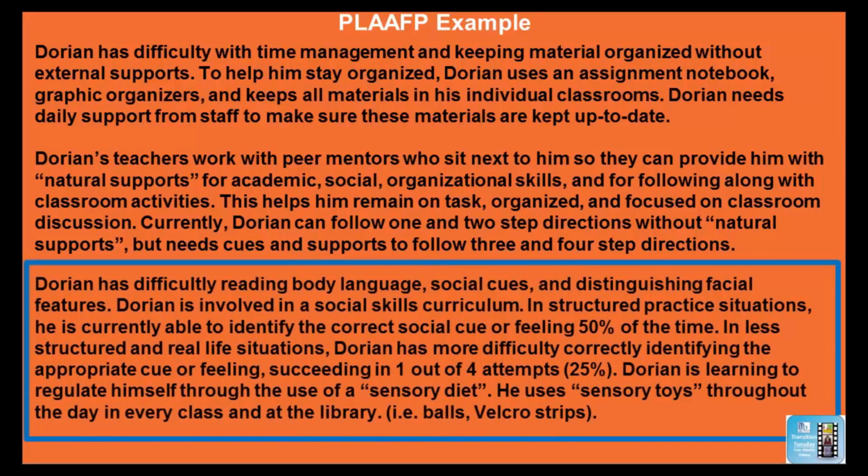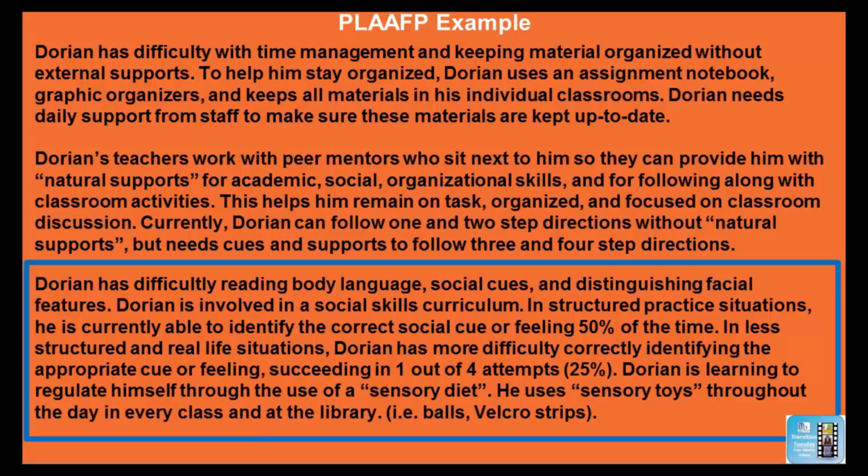Dorian has difficulty reading body language, social cues, and distinguishing facial features. Dorian is involved in a social skills curriculum. In structured practice situations, he is currently able to identify the correct social cue or feeling 50% of the time. In less structured and real-life situations, Dorian has more difficulty correctly identifying the appropriate cue or feeling, succeeding in 1 out of 4 attempts, which is 25% of the time.